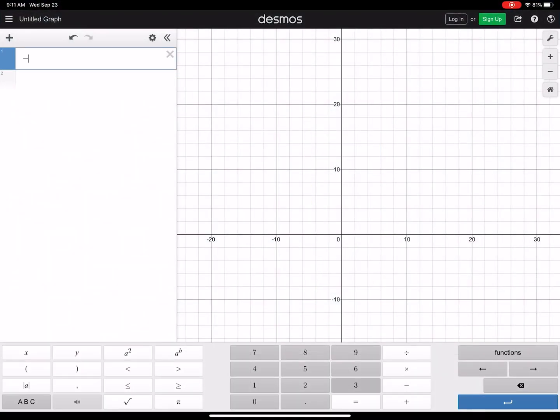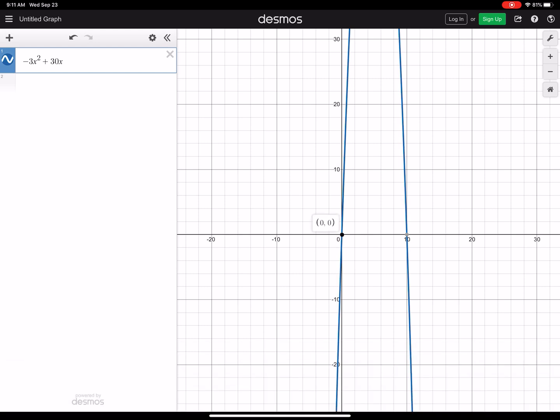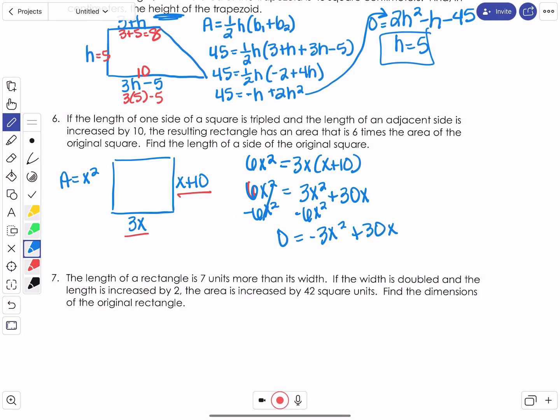So negative 3x squared plus 30x. Okay, so obviously I've got 1 and 0. That's not going to do us any good. And I get a value of 10. So our x is 10. Let's see what it's asking for. Find the lengths of the sides of the original square. So the length of the original sides is just 10.